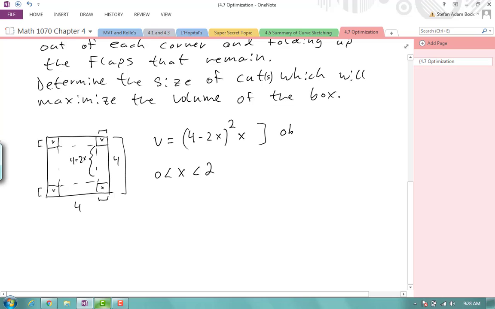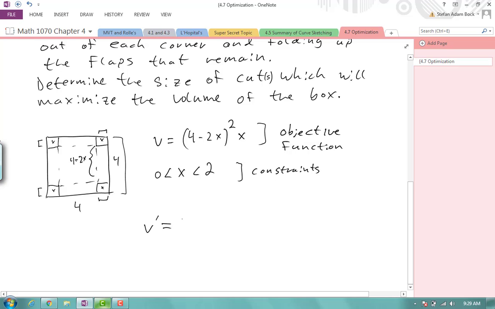So I could label these if I wanted. This would be my objective function. And I could say these here are the constraints. But it's really just a logical domain, and I don't have any additional constraints that are governing my problem. But since I want to maximize my objective function, I'll take a derivative.